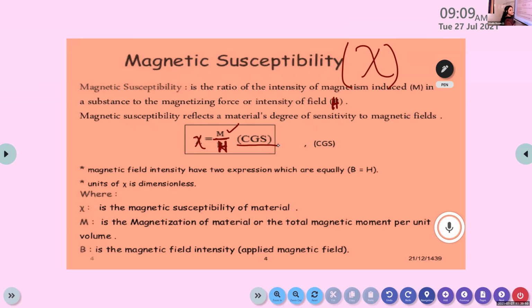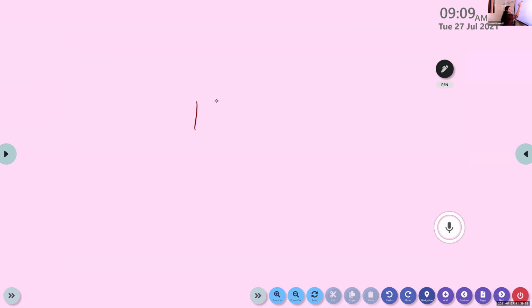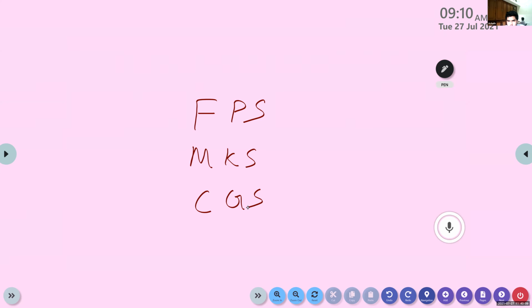In physics, we have different systems of units. That is the FPS system, MKS system, CGS system. And nowadays, which system of units do we normally use in physics? Nowadays, teachers usually say the SI unit after any physical quantity. So nowadays we follow the SI unit.